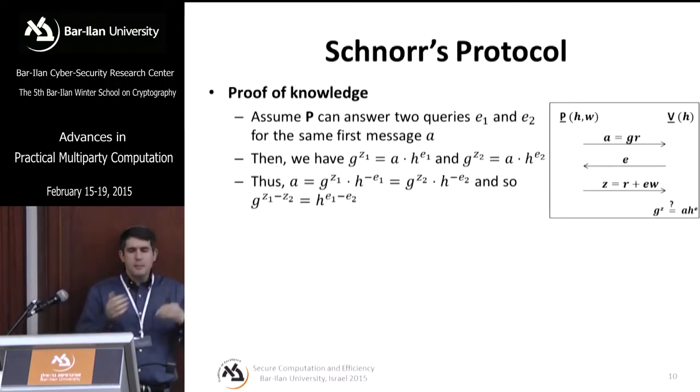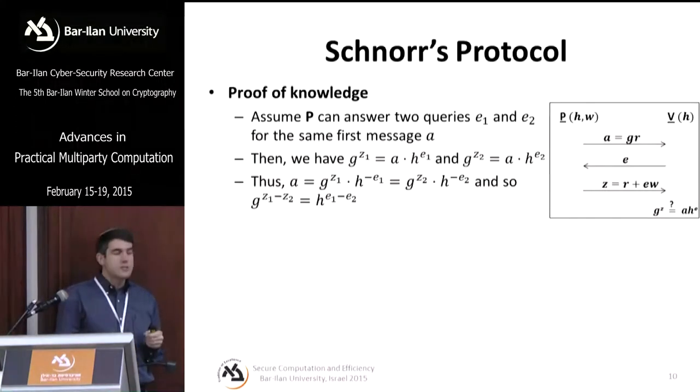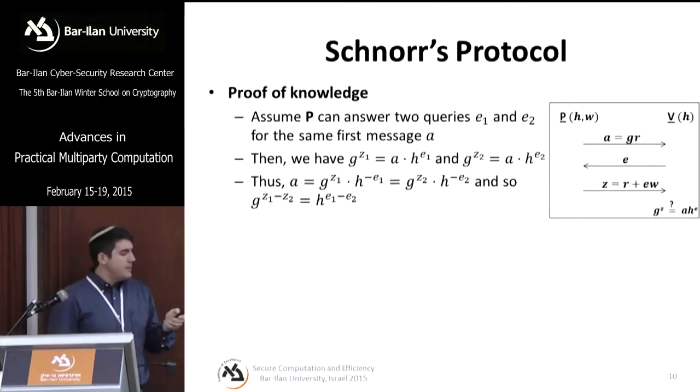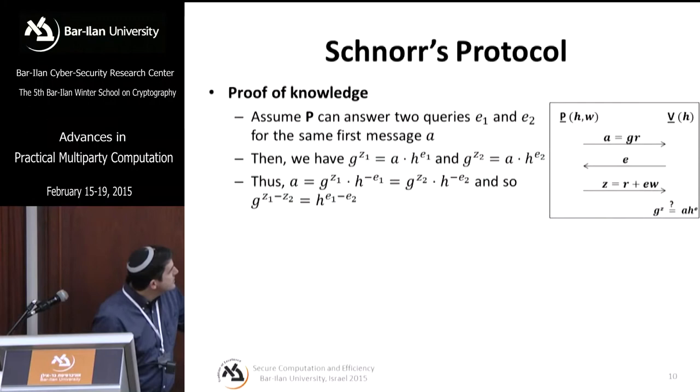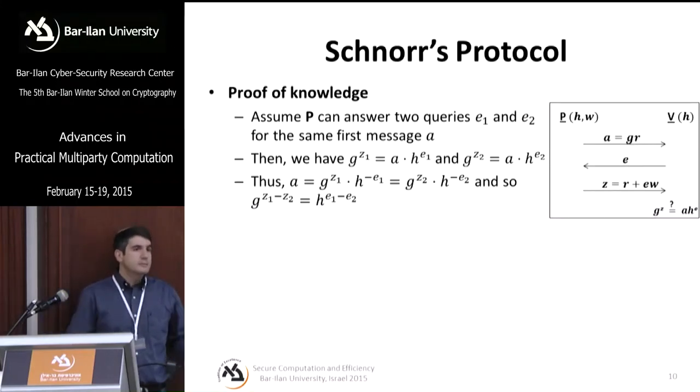Now we just do some manipulation. We put A on one side. That means that A equals G to the Z1 times H to the minus E1. But it's also equal to G to the Z2 times H to the minus E2. That means we have equality between these two values here. So we can now just move things from side to side and get G to the Z1 minus Z2 equals H to the E1 minus E2.